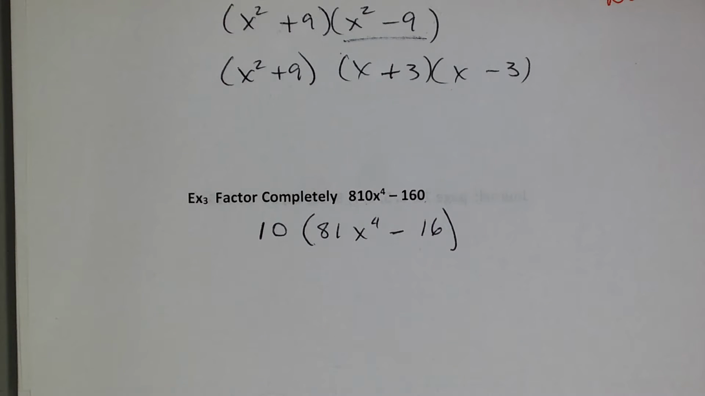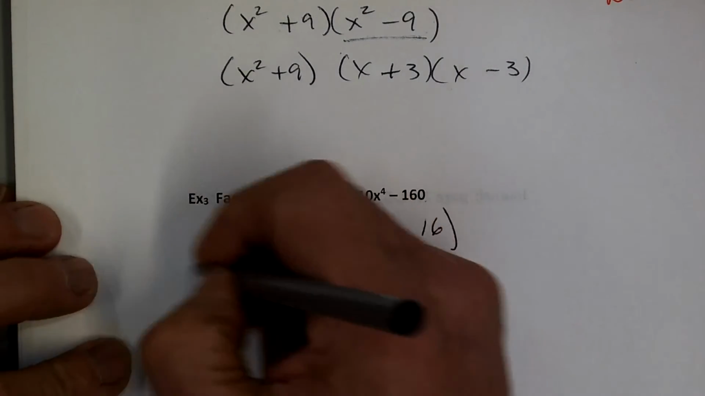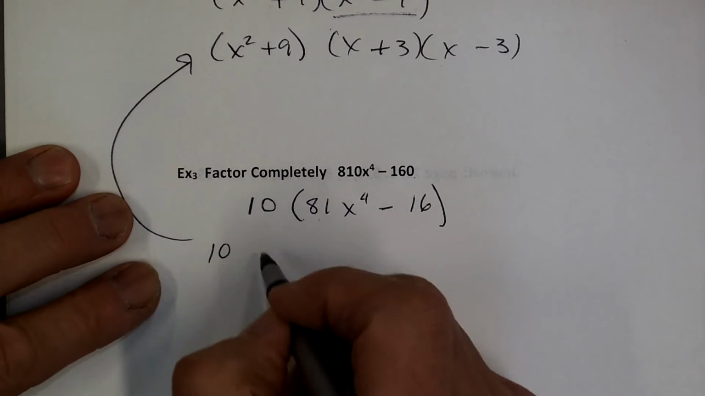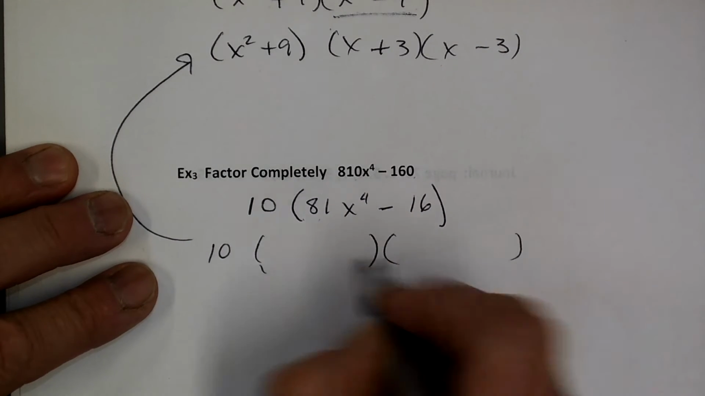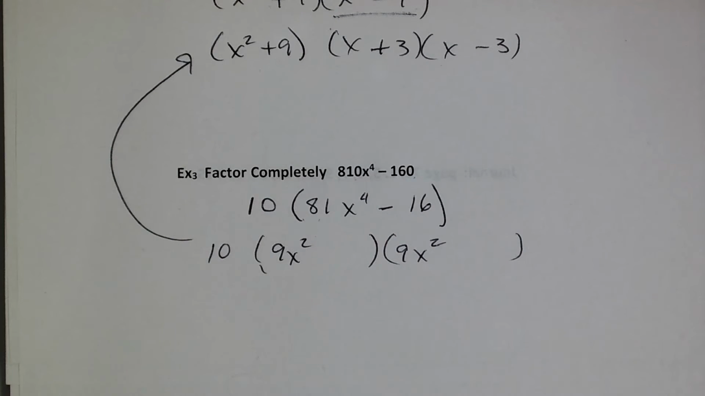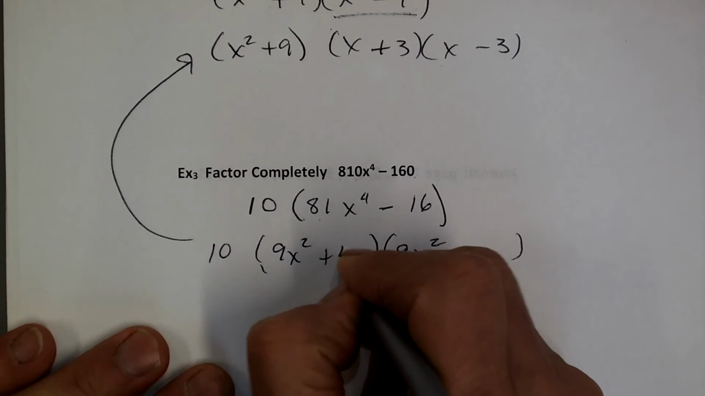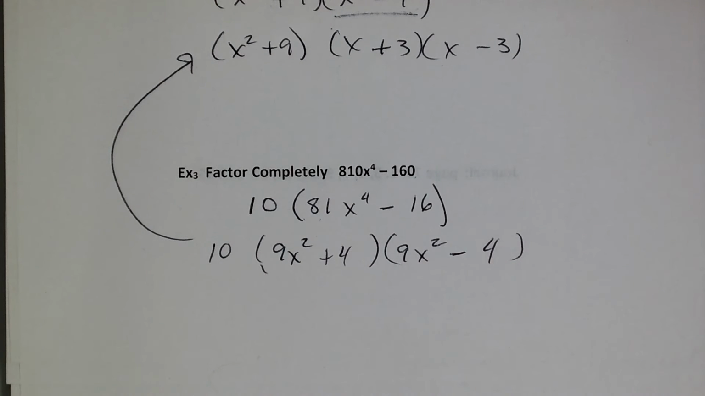Now that's starting to look like something I could do. I'll ask it again. What times what makes 81? Come on, you guys. 9, right? What times what makes 16? 4 and 4. So let's factor it like we did the one up here. I'll go 9x squared, 9x squared, because that'll make my 81x to the fourth. And then I'm going to go plus 4 minus 4, because that'll make my negative 16.